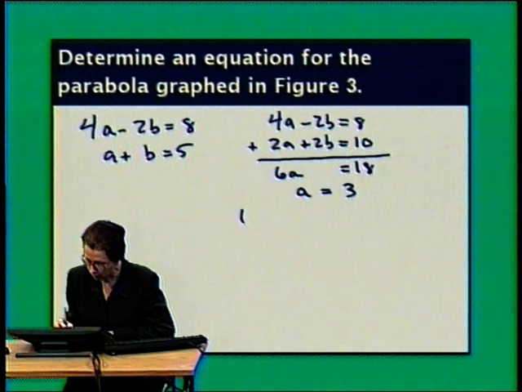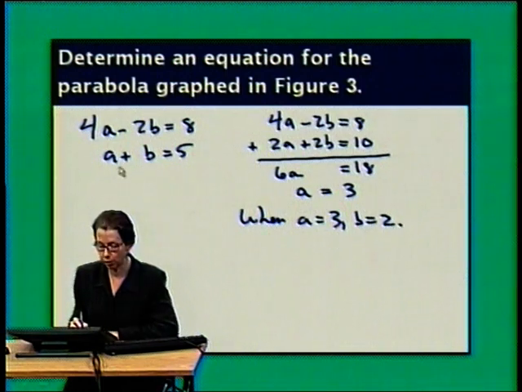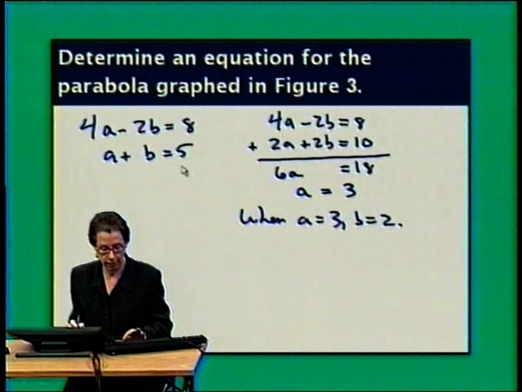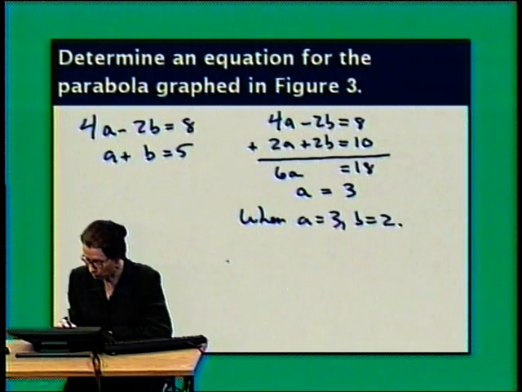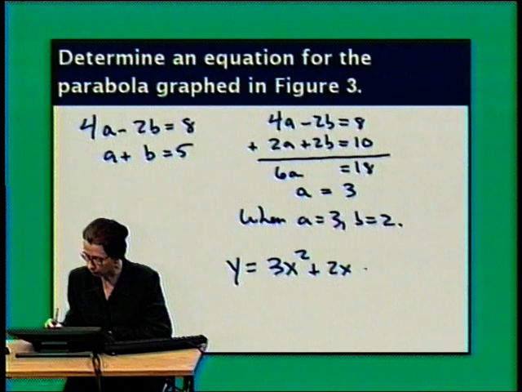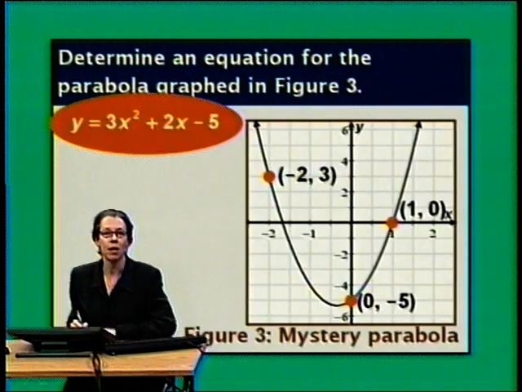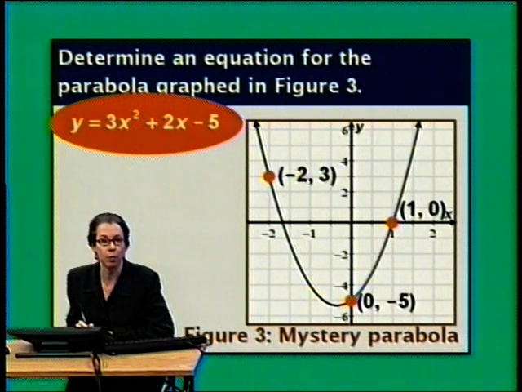Now, when a equals 3, I know b equals 2, because I have the equation a plus b equals 5. I knew that c was negative 5, so it seems like my proposed equation will be y equals ax squared, that's 3x squared, plus bx minus 5. But let's check. So here's the graph we started with, and our equation. We want to perform a check.